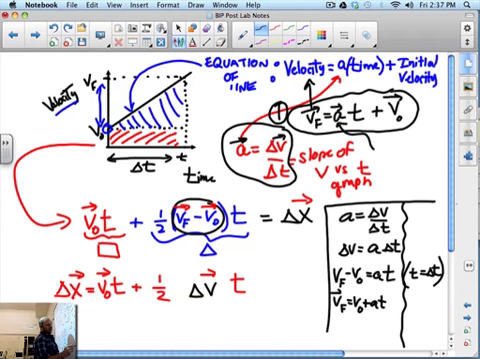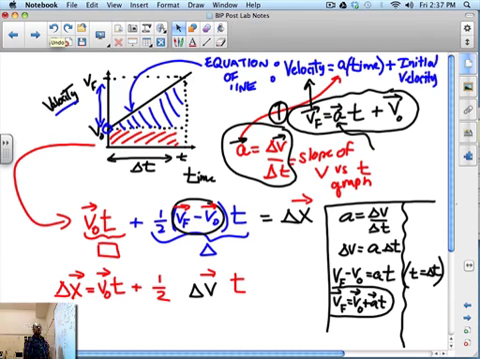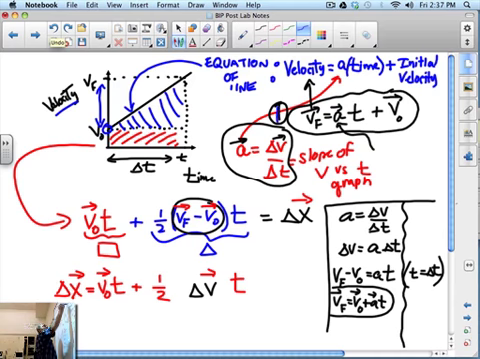So you can take either equation and create the other. You can always take your definition of acceleration and find your equation for velocity when you have constant acceleration. Okay? So I'm going to call this equation 1, your first kinematics equation.